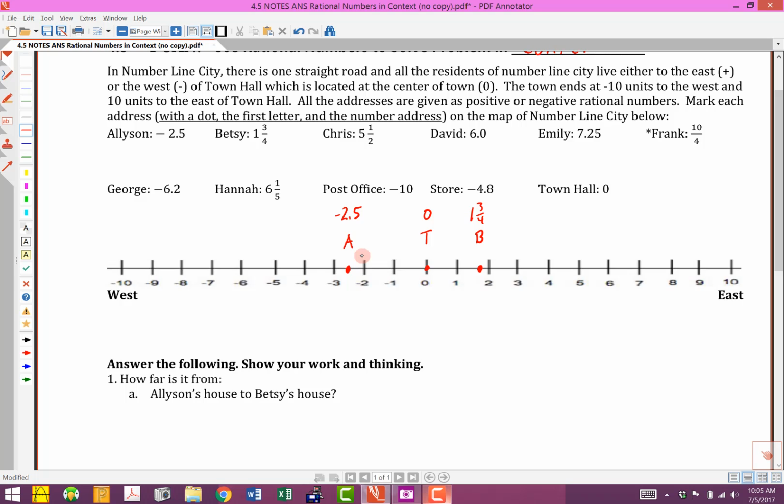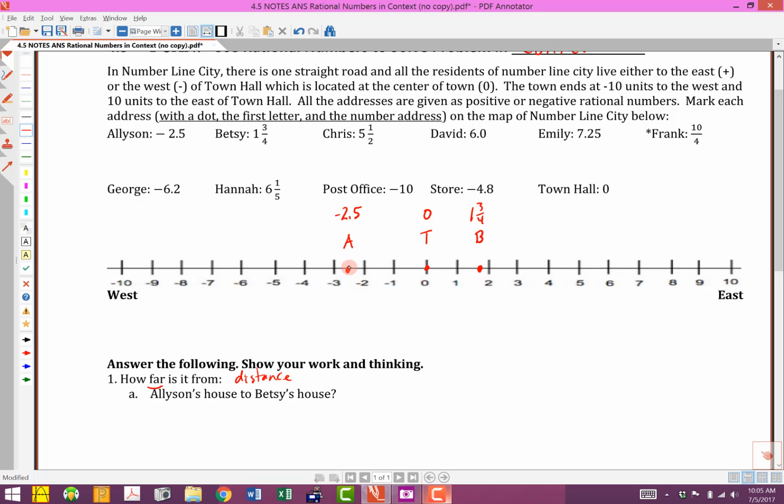So there are a couple different ways to do this. I want to point this out. It's saying how far. That's asking for a distance, and we want to make sure that distance is positive. So I'm going to give you a little hint here that may come in handy down the road in other classes, especially when you get into higher math.